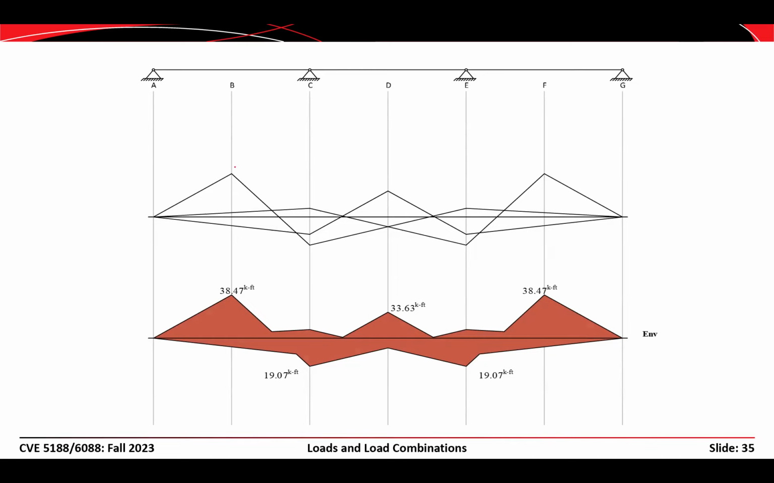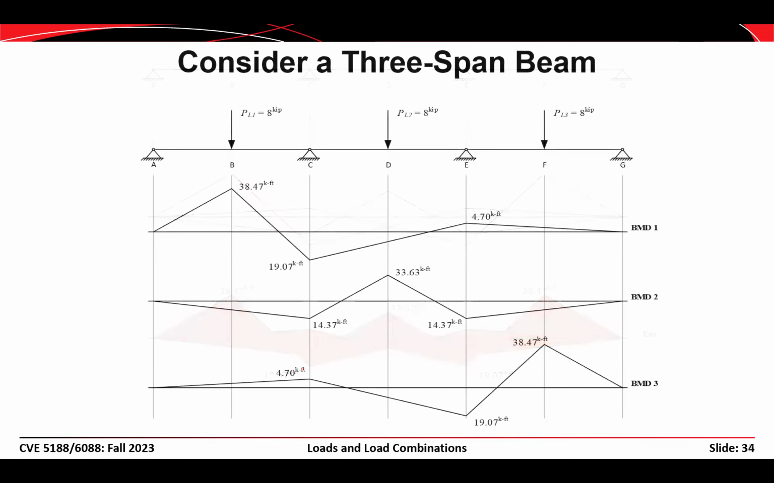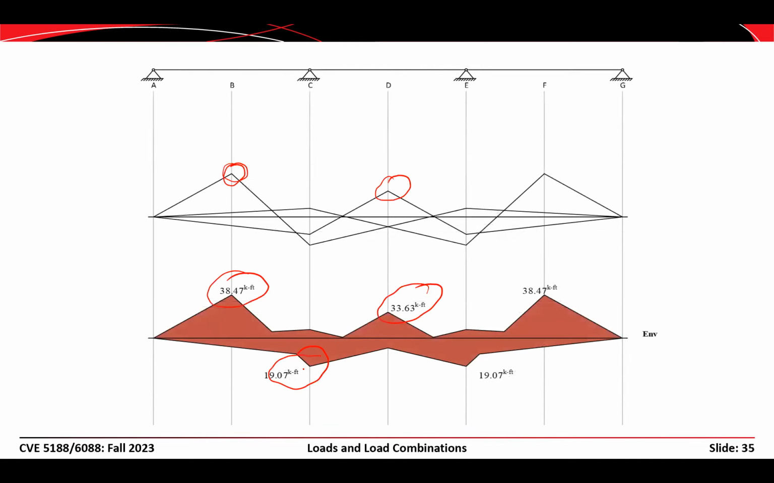So you can see here at point B, the maximum value comes from bending moment diagram number one, and that's defined there as 38.47. At point D, the maximum value comes from bending moment diagram number two, and that is 33.6 kip feet. And then at point C, the minimum value comes from bending moment diagram number one, and it's negative 19.07. So it basically just gives us the bounds of all of the values that we put in.